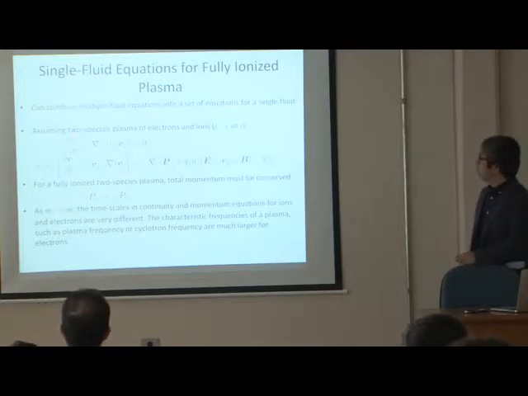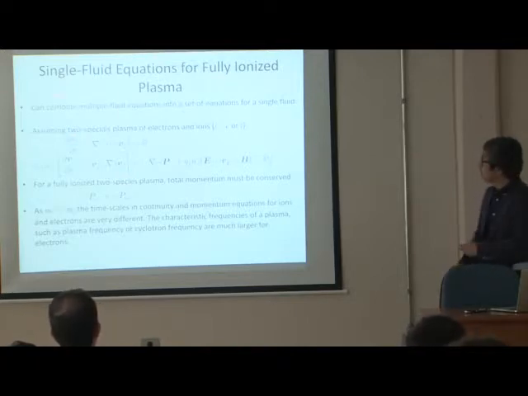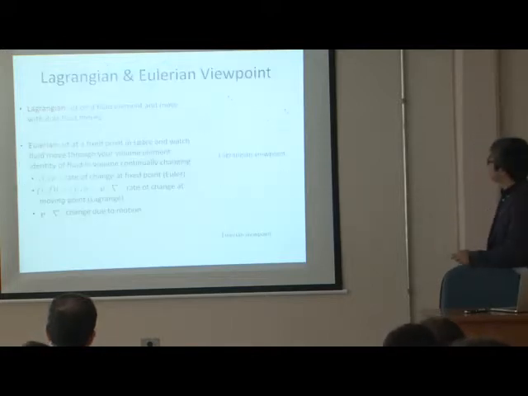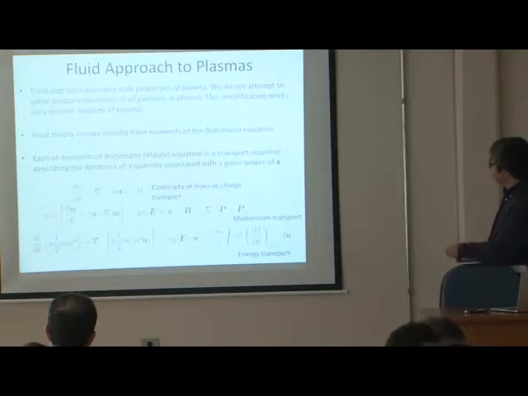First we assume a two-species plasma of electrons and ions. Now we write the subscript j, which is e or i. So this is the continuity equation first, and then the momentum equation for both of them. These appear in the previous Boltzmann equation: the continuity, mass transport and momentum transport equations.